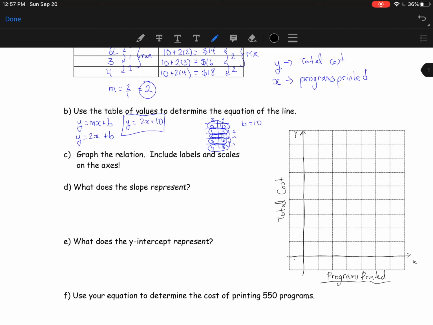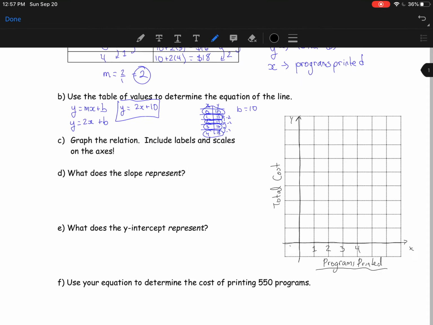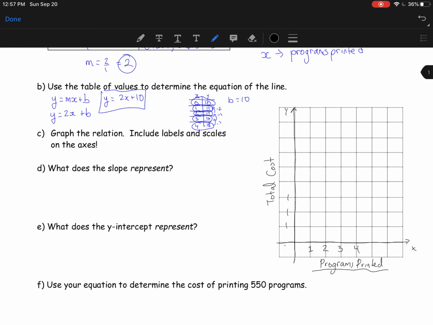So now that we have our axes labeled, we just have to figure out what our scale is going to be. Along the bottom, we're just going to count up by 1 because our table goes up by 1. So we're going to have 1 program printed, 2 programs printed, 3, and 4. Up the y-axis, we have to find a scale. Because the numbers only go up to 18, I'm thinking I got 1, 2, 3, 4, 5, 6, 7, 8. Basically 8 spaces. So I have to find the right number to pick.